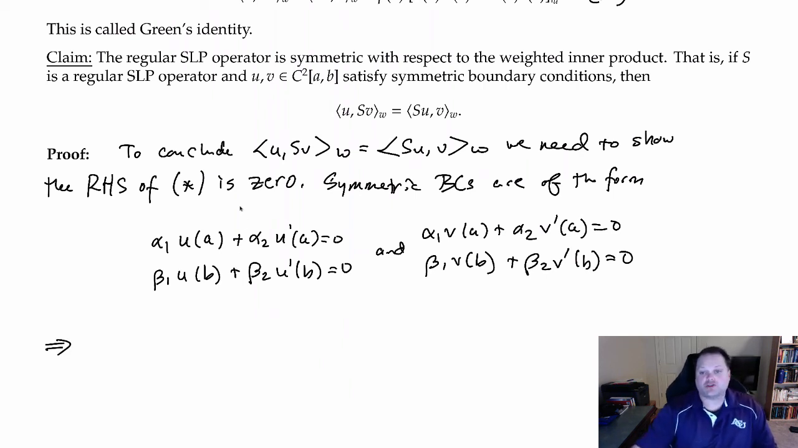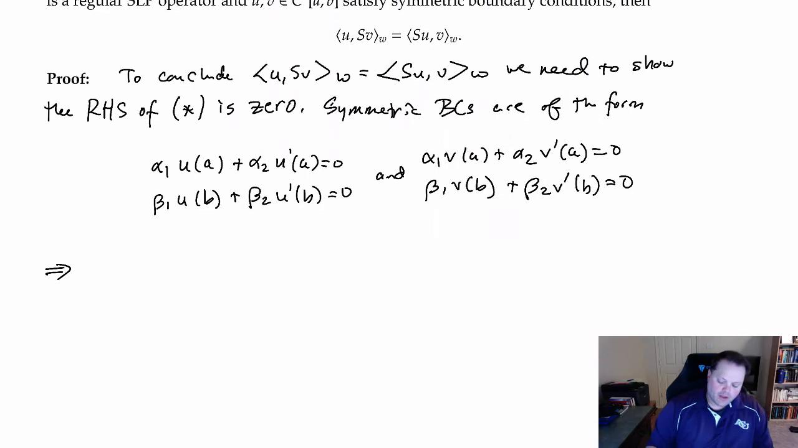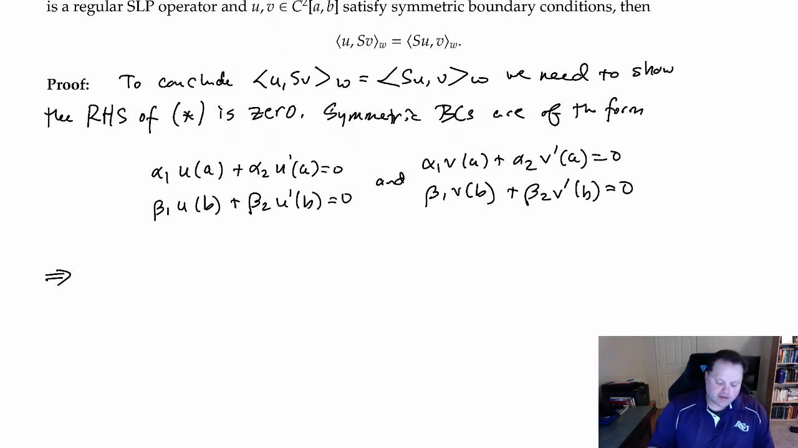I'm going to focus on showing that this vanishes at the top endpoint, which is u(b) v'(b) minus u'(b) v(b). I'm going to focus on showing that that term vanishes at b. And then there's going to be a similar result at a, but you're just going to do the exact same thing I show you here to show that it vanishes at a.